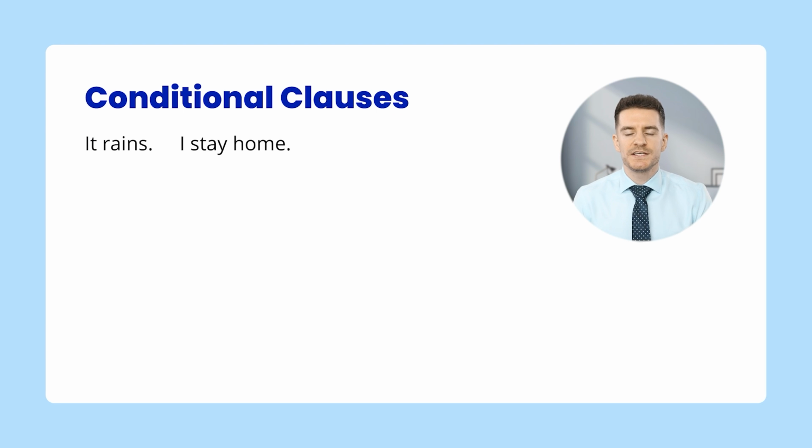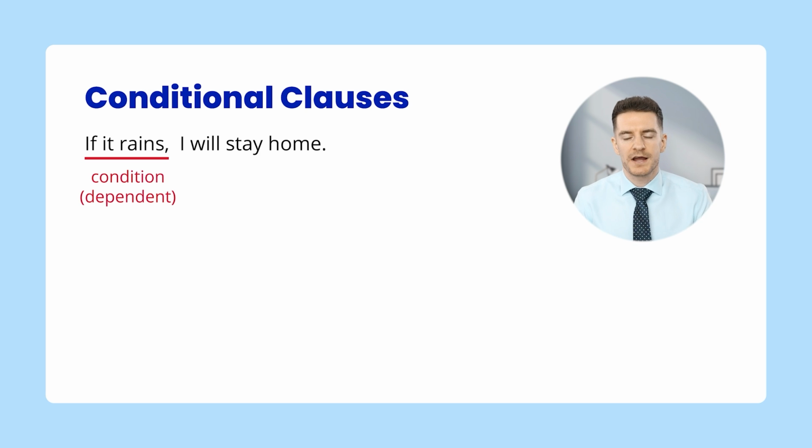So have a look at these two sentences. How can we join them and make a conditional sentence? Very, very simple. Simply say, if it rains, I will stay at home. So here, if it rains, that is the condition. Okay, that is the dependent clause. And then I will stay at home. Well, that is the result. That is the independent clause.